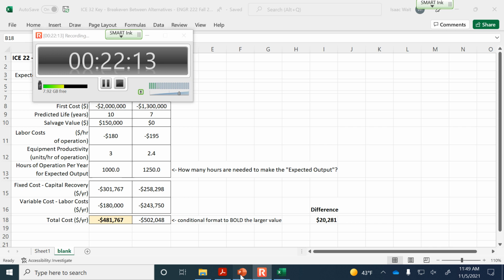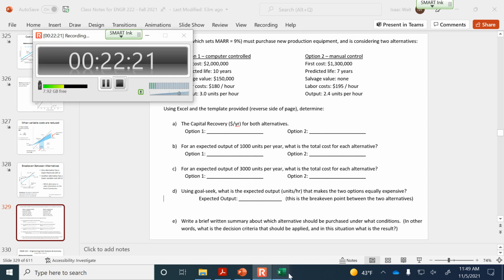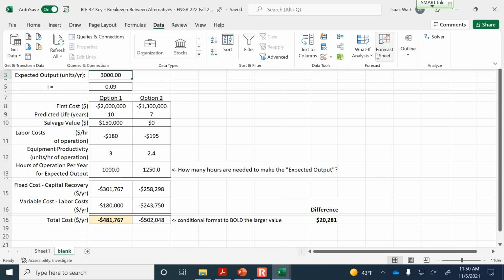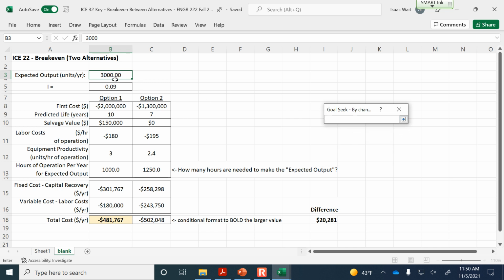Now, the last part of this is using GoalSeek: what is the expected output that makes the two options equally expensive? What that's saying is find the number of units that makes these the same. Here is a cell where I'm calculating the difference between the two. This one minus that one, I want to change the output until the difference is 0. So data, what-if analysis, GoalSeek. Set the difference to 0 by changing the output and let it go.